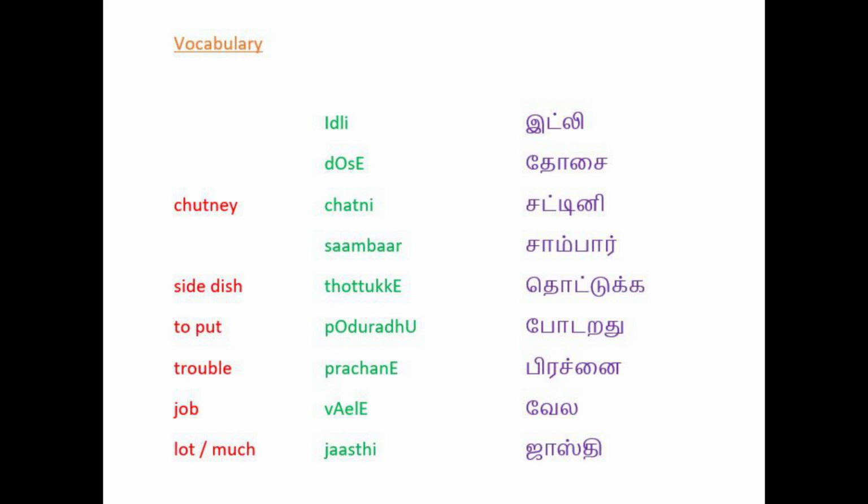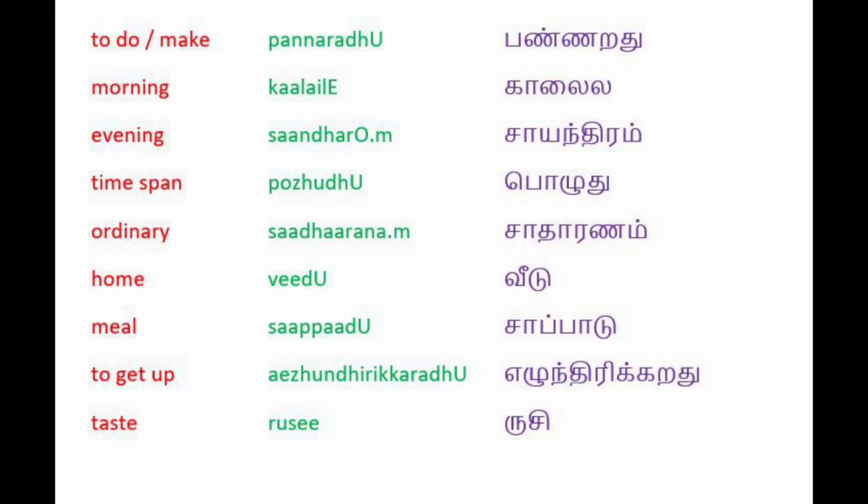பிரச்சனை trouble, job வேலை, lot, much ஜாஸ்தி. ஜாஸ்தி பேசுறான், he's talking a lot, too much. ஜாஸ்தியா இருக்கு means it is expensive. விலை ஜாஸ்தி, it's pricey. Kosu jasti, there's a lot of mosquitoes there. It's used in many contexts.